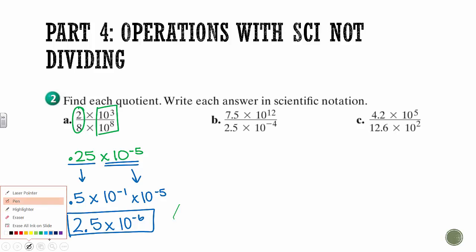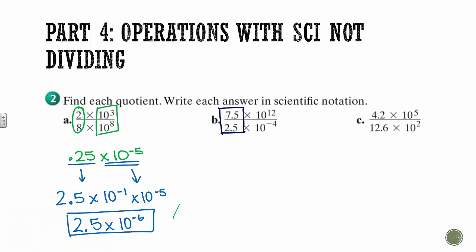Let's try one more. Remember, divide the number part. So 2.5 goes into 7.5 3 times. And then it's times 10 to the, use your rules, which says we get to subtract those exponents. So if we do 12 minus a negative 4, we're really adding, so that's times 10 to the 16th. And that's it, we're done. This number is in between 1 and 10, so we don't have to do any moving around.